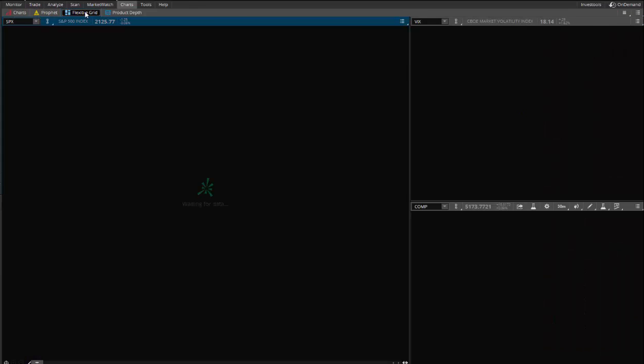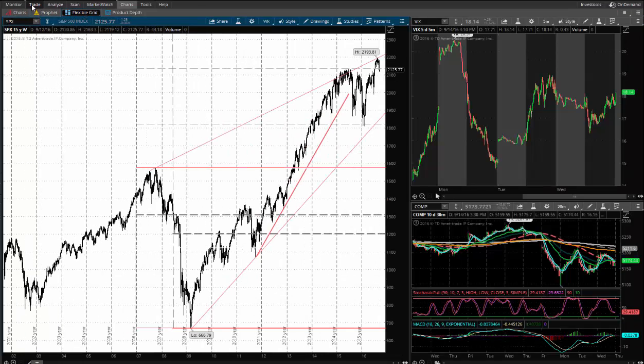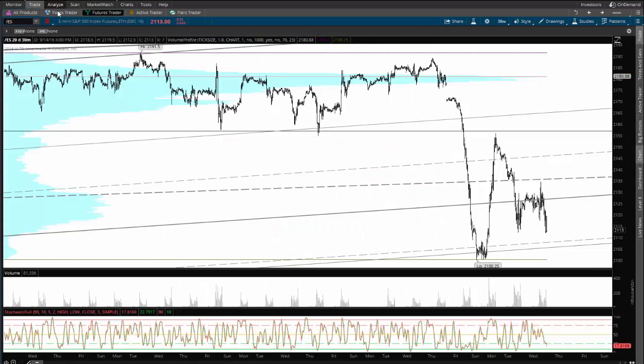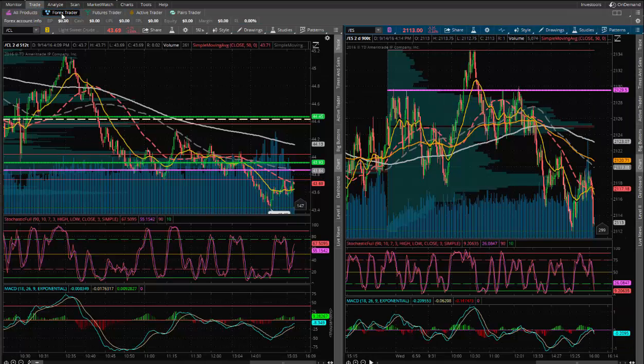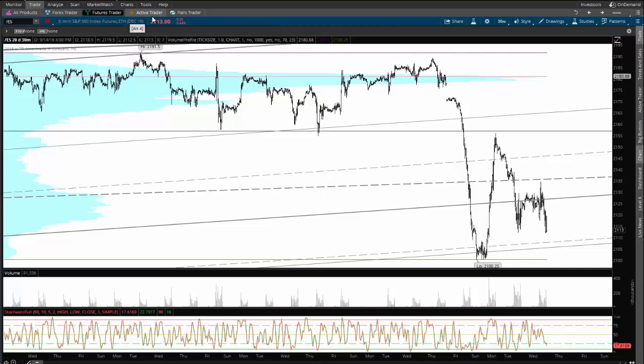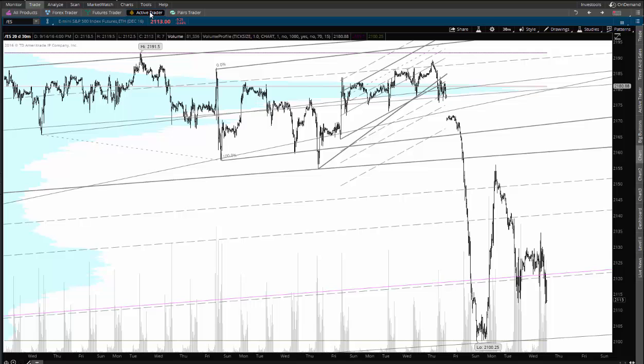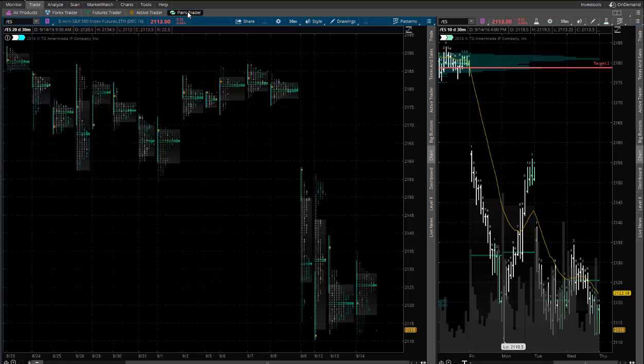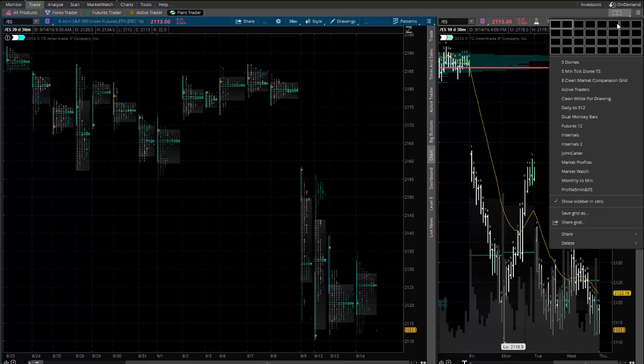charts or flexible grid maybe, or if you go over here to trade, you can set up the Forex Trader as different charts. You can set up the Futures Trader as different charts, the Active Trader as different charts, and Pairs Trader as different charts. So what I did is I took the Pairs Trader and I went over here to Grid, and I think that I selected Active Trader.